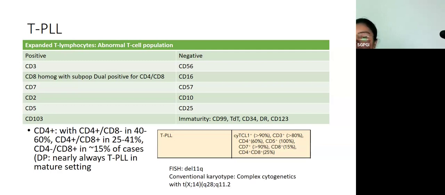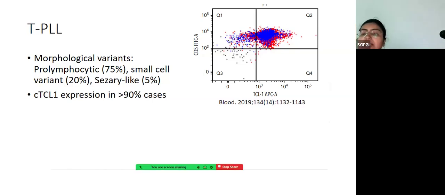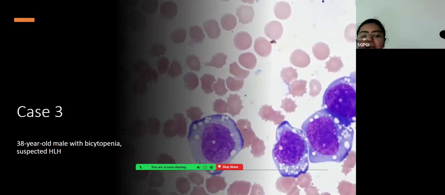Now, TPLL is also associated with a conventional karyotype, and in this patient in FISH, there was deletion 11q. We did not get the break apart for this one. So for TPLL, the other thing that you can do is this CCL1 staining, which is very specific for TPLL, and this has to be assessed by permeabilizing. Morphological variants have been reported, and these are again the criteria by WHO 2002. You can go through these in your own time.